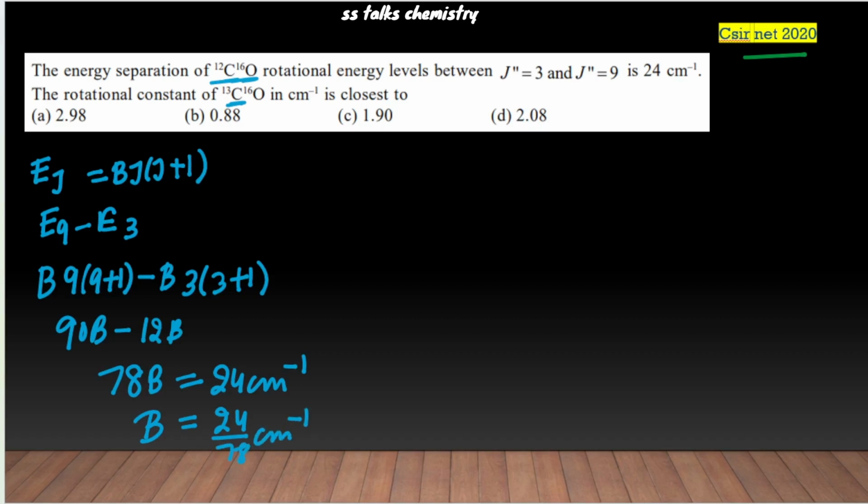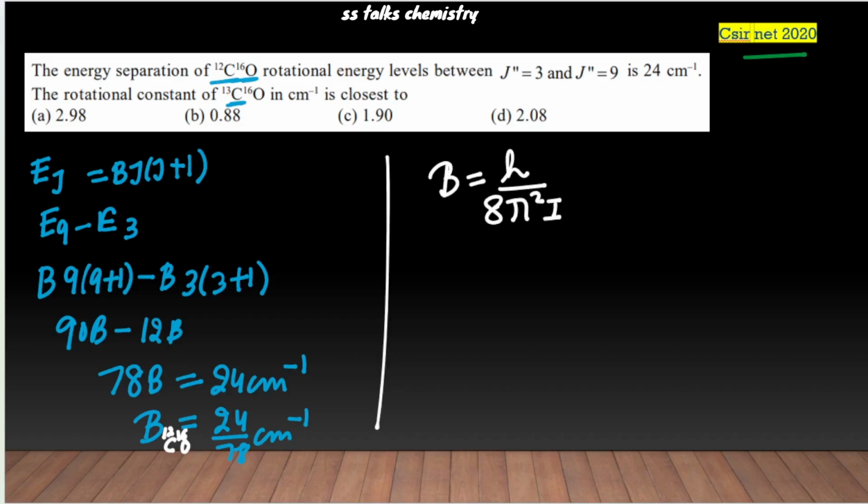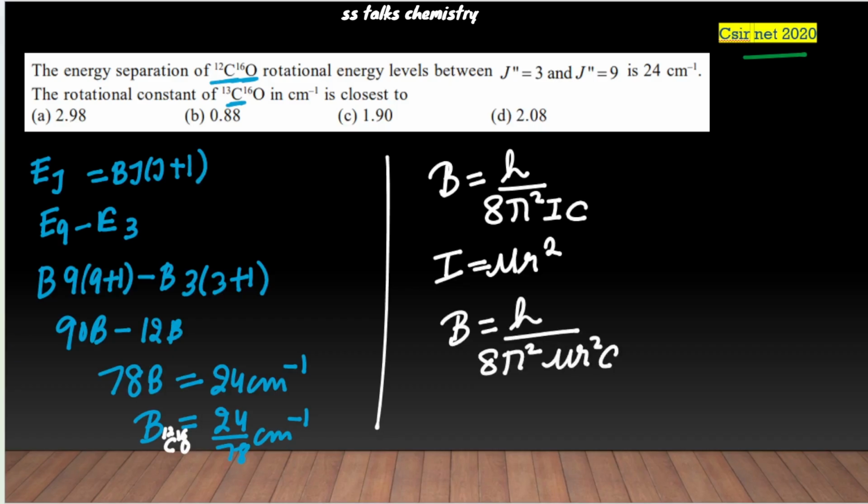But this rotational constant we are having is for the carbon 12 and the oxygen 16, because their data was given to us. Now I know that B value is h upon 8 pi square into Ic of it, right, in centimeter inverse. If the rotational constant value is there, this is the formula that you use, right? So here we can see that I value also we know is equal to mu r square. So B value will be h upon 8 pi square into mu r square into c of it. So I am seeing that B value is inversely proportional to the reduced mass, right?